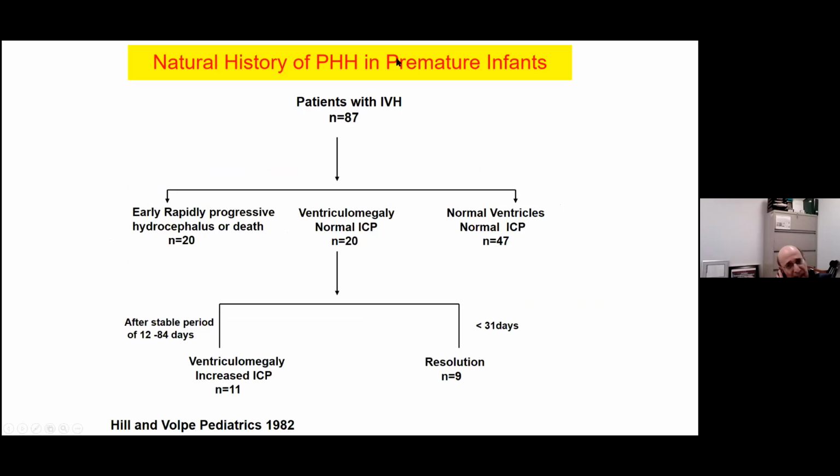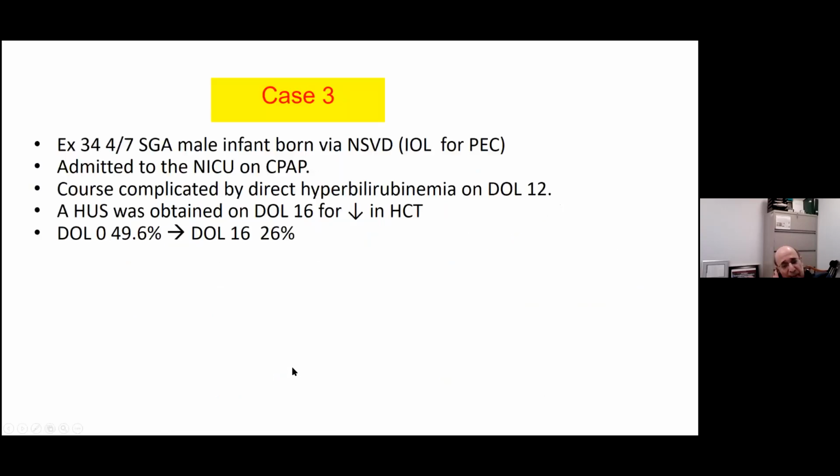This was the study that I mentioned to you before. They had 87 patients that they followed. There were 20 with rapidly progressive hydrocephalus that you had to shunt. And then this is the group that is important. There were 20, and in about 50% the ventricles dynamically increased with raised intracranial pressure, and you had to divert. But in about 50%, it resolved over that first month.